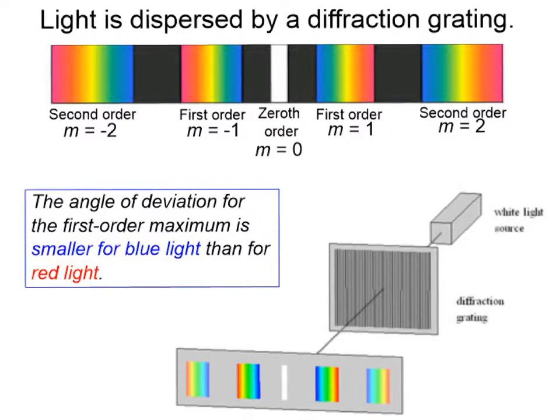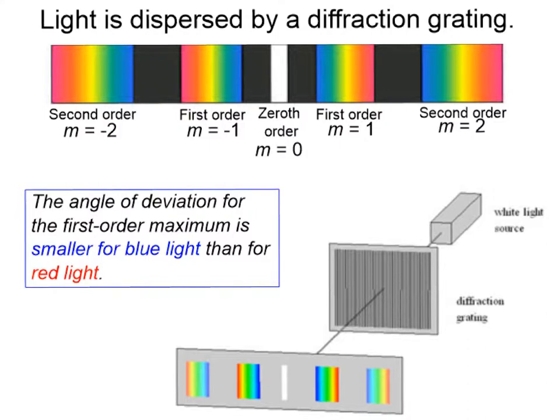Here is just a picture of polychromatic light being dispersed by a diffraction grating, and you can see the pattern that is formed. I just labeled the 0th order, which would be where m equals 0. Here would be the first order. M would be -1 on this side, +1 on this side. Here are the second orders.